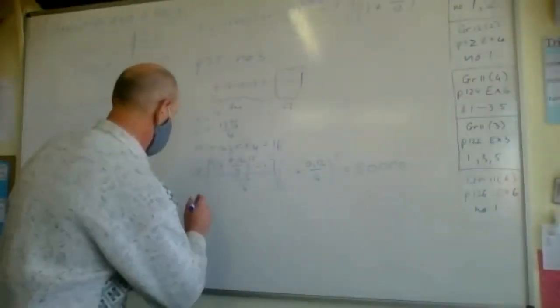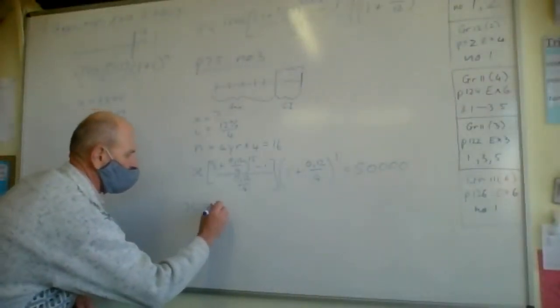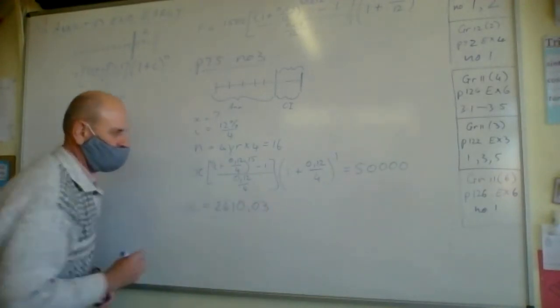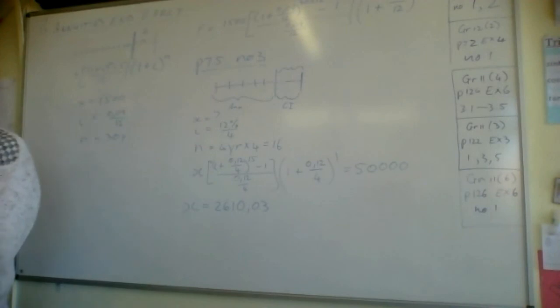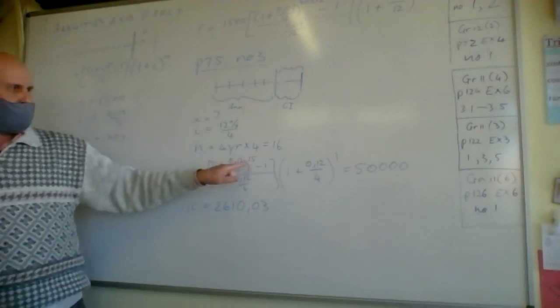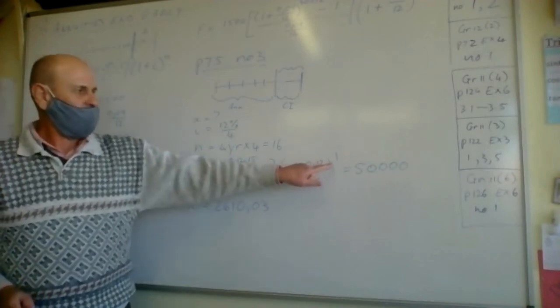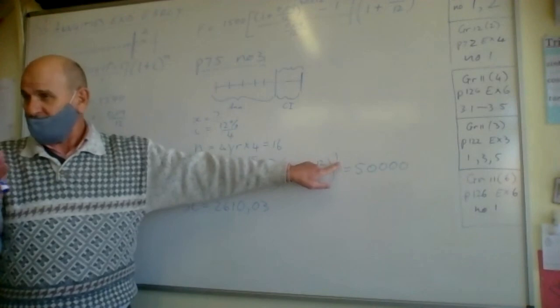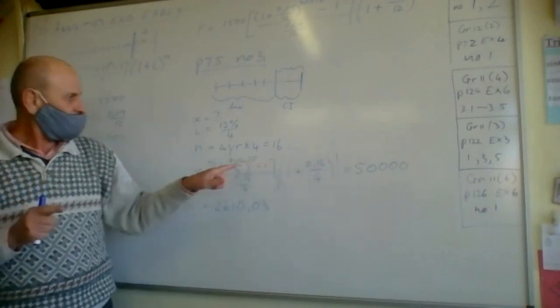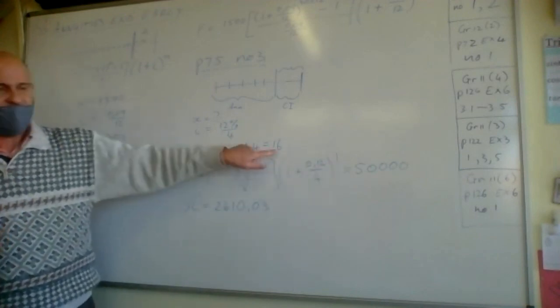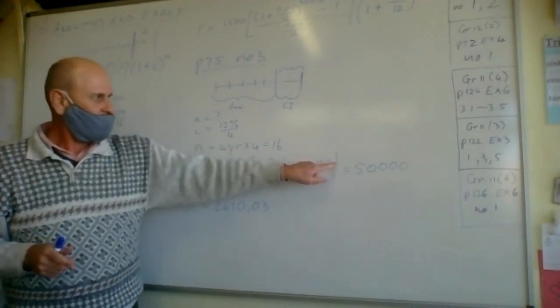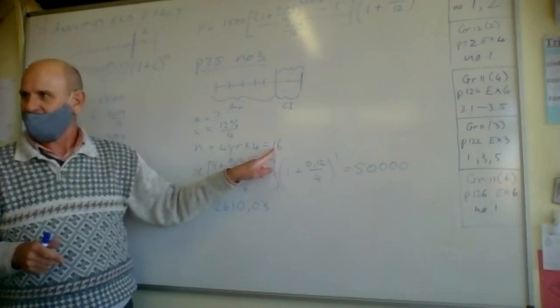Right, so the answer: 2610.03. Here we go. This stuff is easy. The only trick was to play around with the number of payments. The possible payments for this time was 16, 4 times 4. So 15 plus that 1 gives me 16. Okay, good.